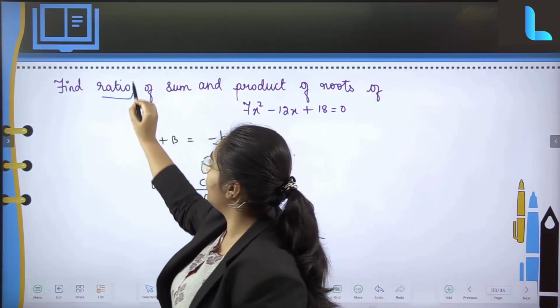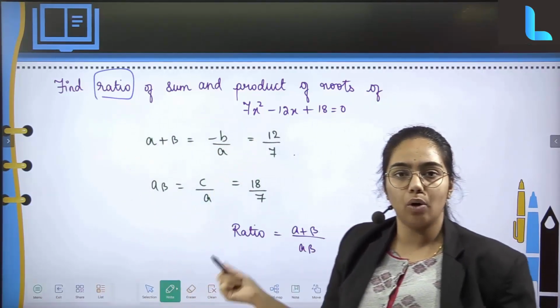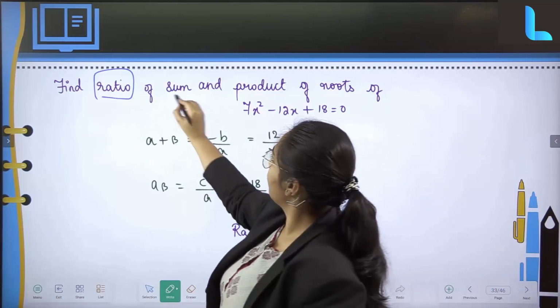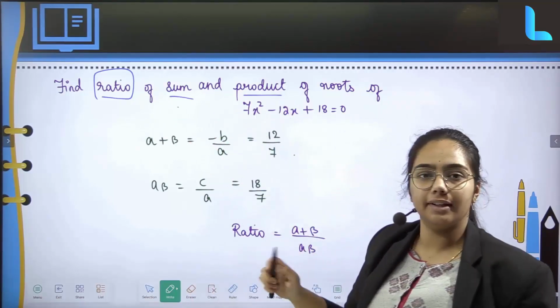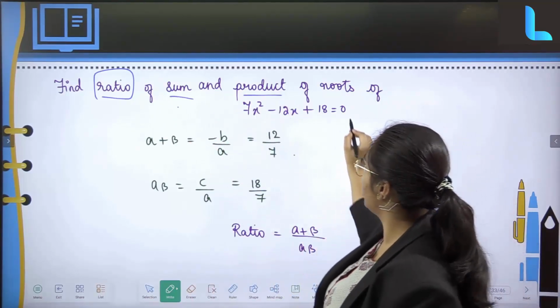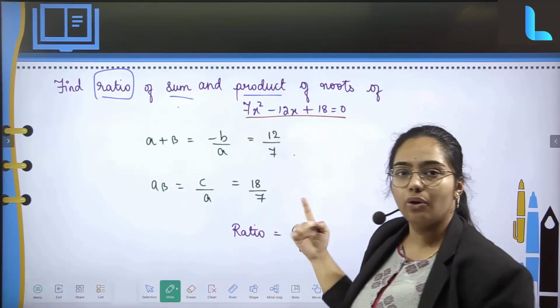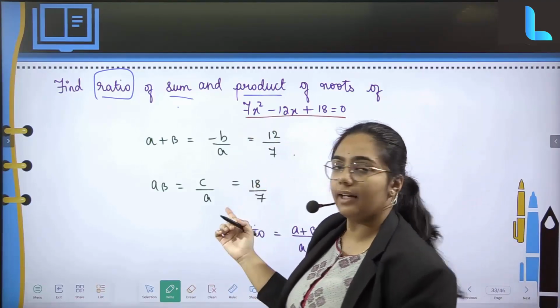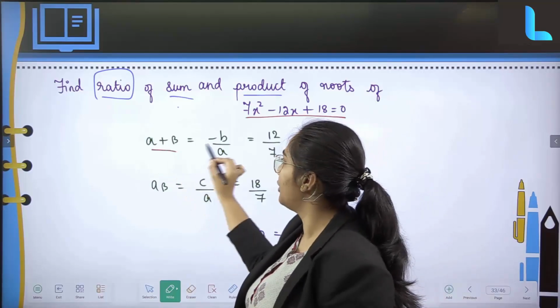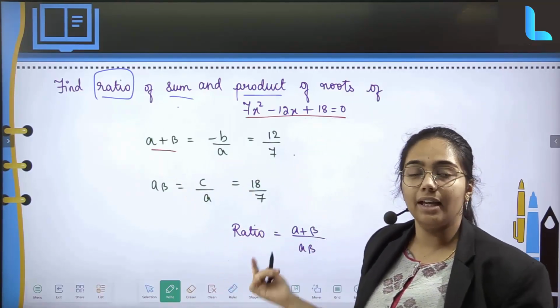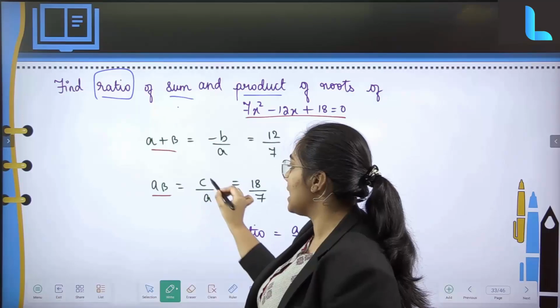So now the next question, find out the ratio of sum and product. You have to find out the ratio. Ratio between what? They have already given you sum and product. You have to find out the ratio between sum and product of the given equation. So we know that if it is a quadratic equation, the sum formula is going to be minus b upon a. If it is a product, it is going to be c upon a.